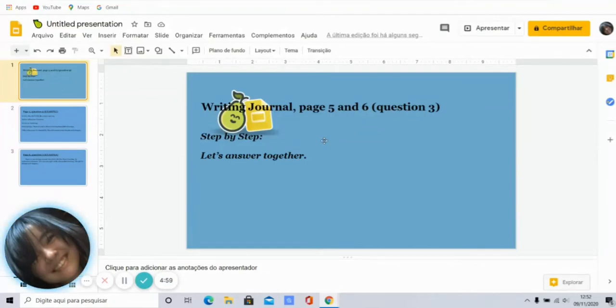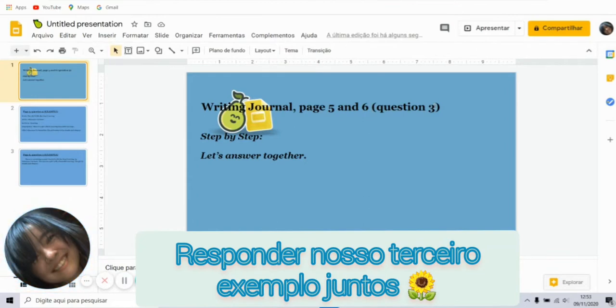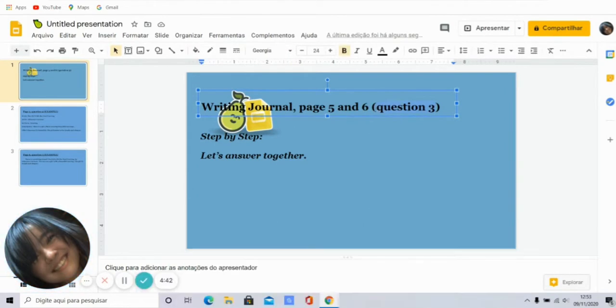As you can see, my screen is totally different today. And again, I have a time limit, less than 5 minutes. So let's answer together. Writing journal, page 5 and 6. Question 2 and question 3. I put this over here because on page 6 we have 2 questions, 3 and 4. But only 3 is for homework, okay?